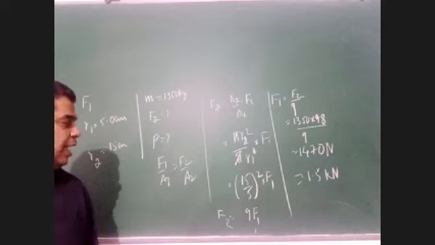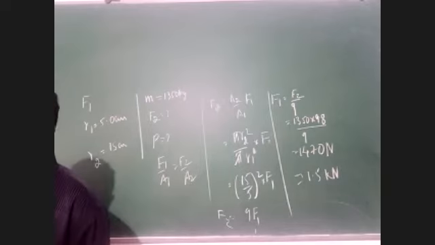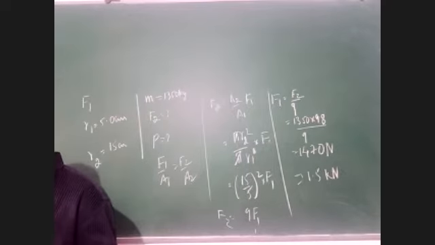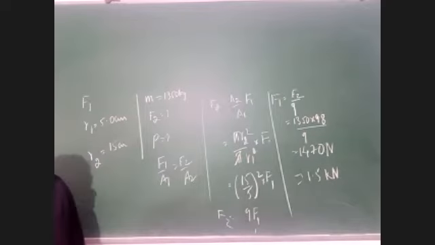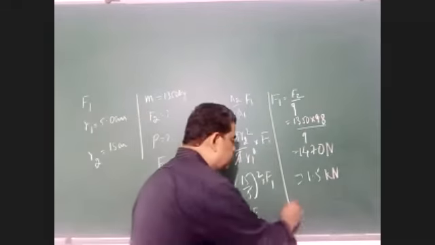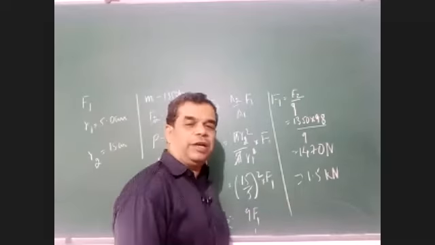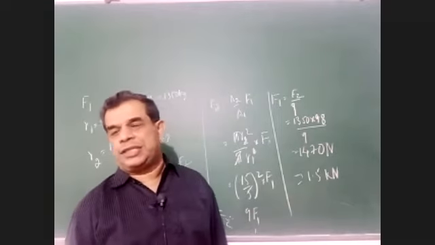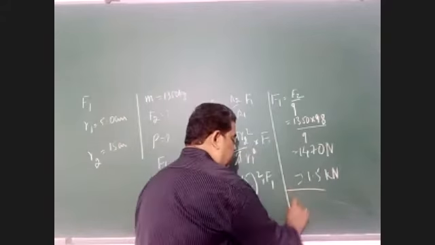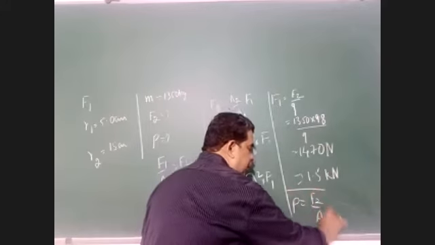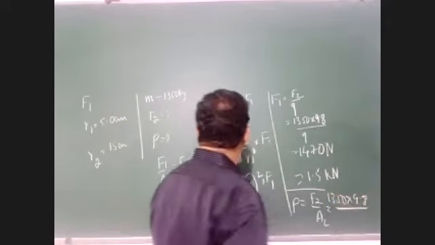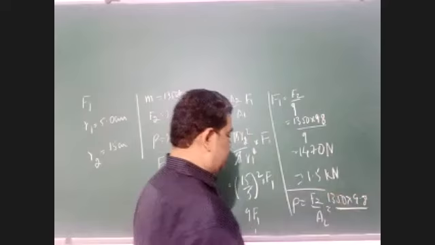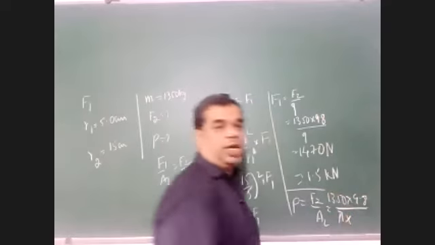So what is the next thing asked? To calculate the pressure. What is the pressure necessary to accomplish this? You can calculate by F2 by A2 or F1 by A1 because both are the same. You can do it by any one. In the textbook, they have done it by F1 by A1. We do it by F2 by A2. We'll get the same thing. So pressure is F2 by A2. F2 is 1350 into 9.8, A2 is pi R2 square.